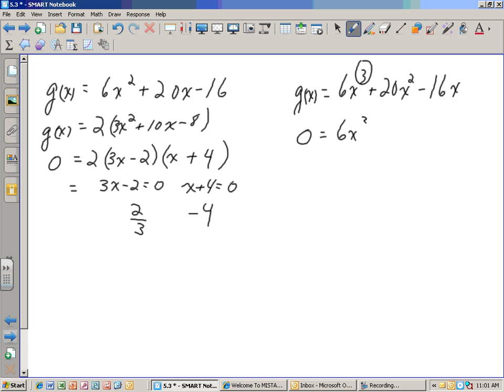We have 6x cubed plus 20x squared minus 16x. I don't think you're going to have anything like this in your homework, at least not for a couple of days yet. But now, instead of factoring out a 2, we're going to factor out 2x. And the result is going to be 3x squared plus 10x minus 8. And we'll factor the same way we did before.